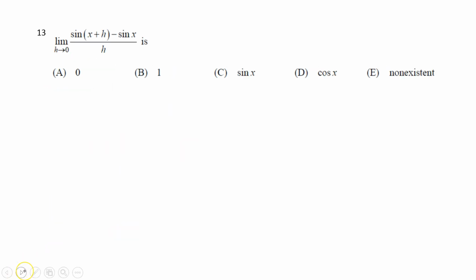Moving on. One more. Once again, we have a derivative definition. This is just the derivative of sine x. Easiest problem on the thing. Cosine. Done. Cool. Don't spend any time doing limits there. And that's the end of the multiple choice problems.